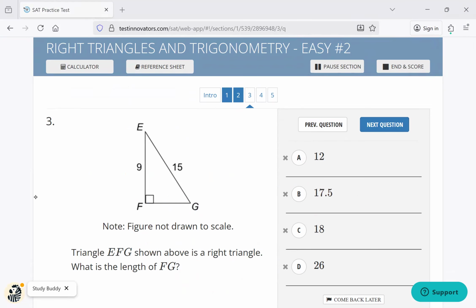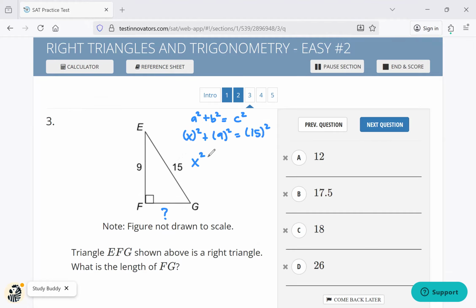Let's do this one, question 3. Note figure not drawn to scale. Triangle EFG shown above is a right triangle. What is the length of FG? This is really simple, right? They give you a leg, which is 9, and they give you a hypotenuse, which is 15. We got to find another leg, so we got to do Pythagorean theorem, a squared plus b squared equals c squared. So one of my legs is unknown, I'll call it x, so I'm going to square that. One of my other legs is 9, so that's 9 squared. And then my hypotenuse is 15 squared.